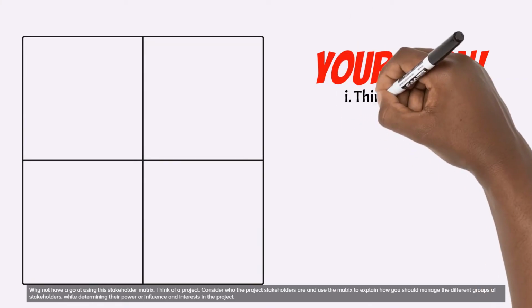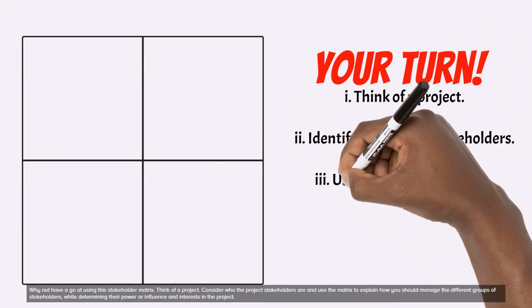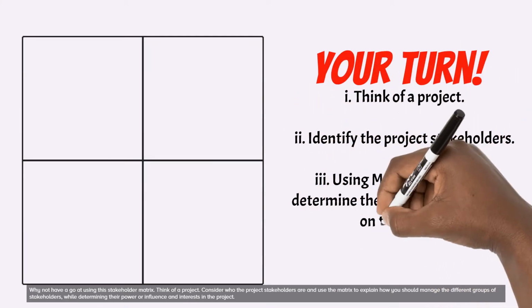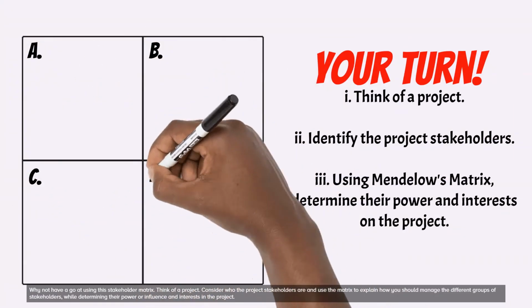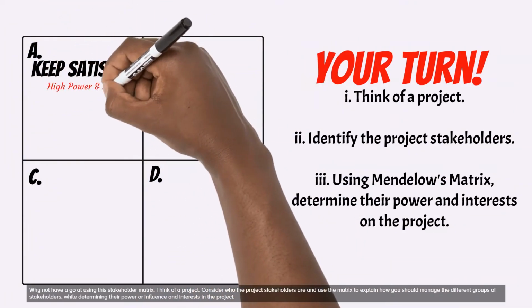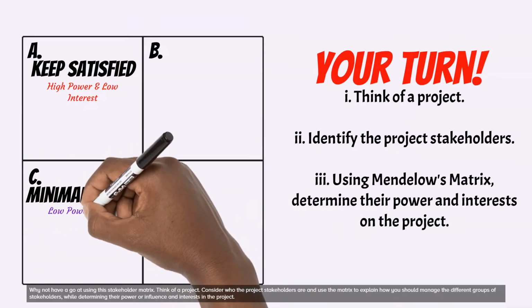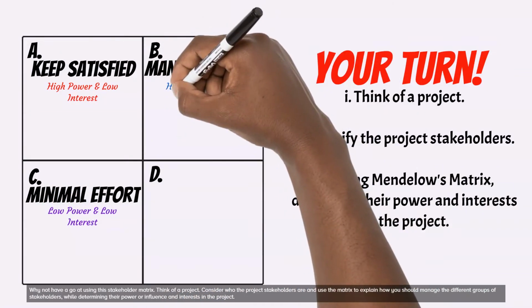Why not have a go at using this stakeholder matrix? Think of a project. Consider who the project stakeholders are and use the matrix to explain how you should manage the different groups of stakeholders, while determining their power or influence and interests in the project.